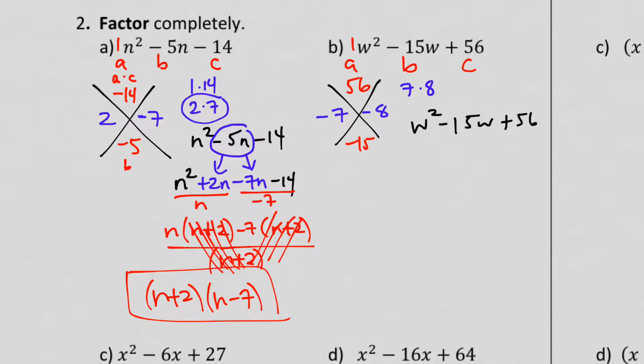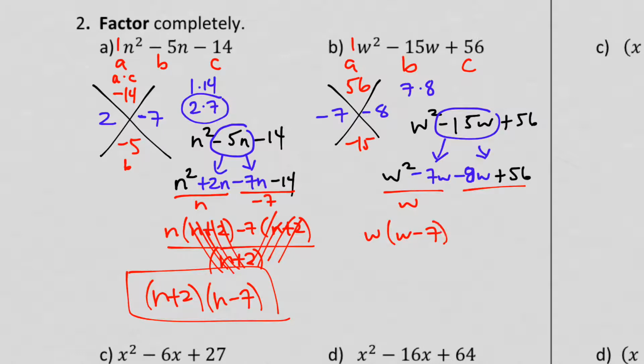And I can take my original middle term, and I can now rewrite it into two terms. Minus 7w minus 8w. Again, I'm getting these numbers from the x factor. Otherwise, I have w squared in front still, and then plus 56 in the back. As I group these, I have a GCF of w to start. And here I can divide by negative 8. And this is a factor out.